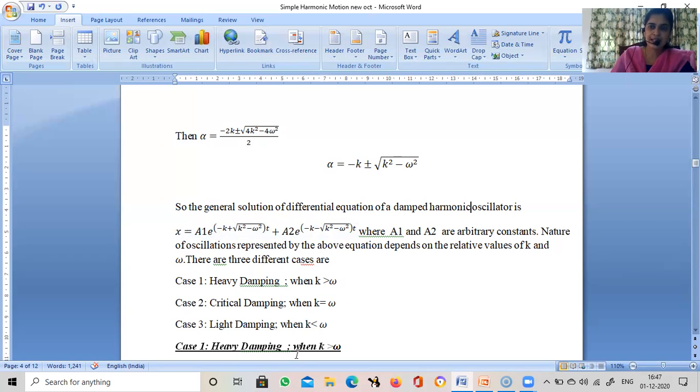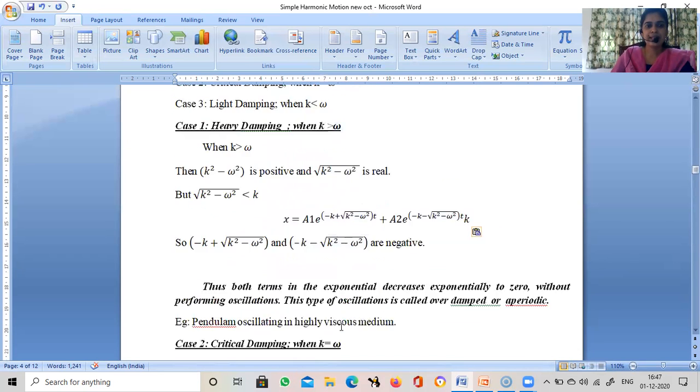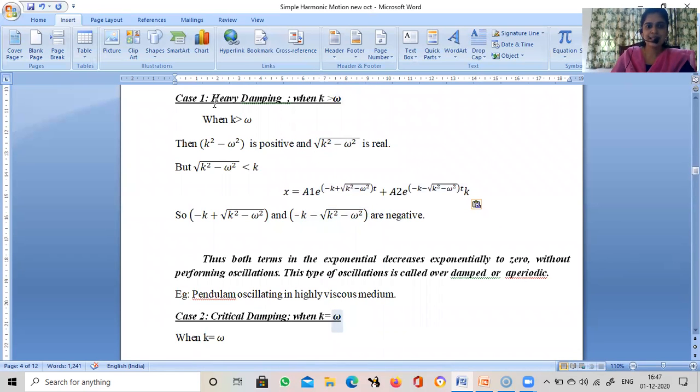We know that k is the damping coefficient and omega is the natural frequency of oscillation. So let us see the first case.